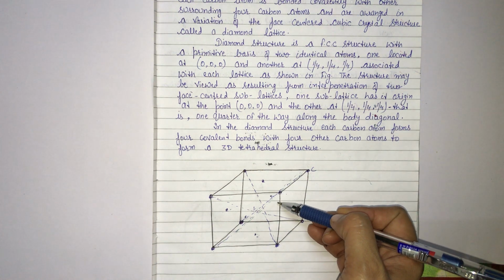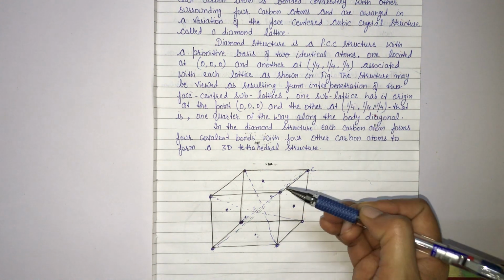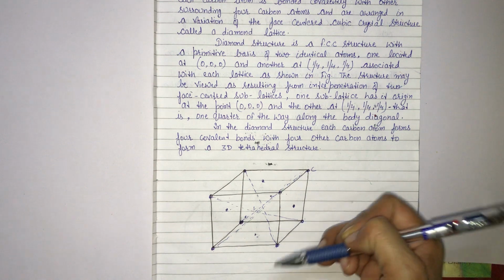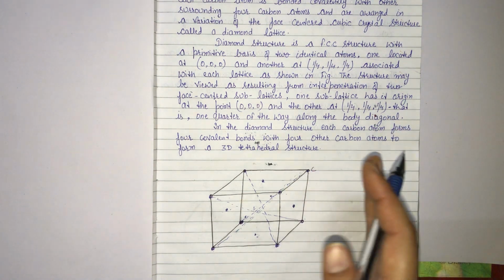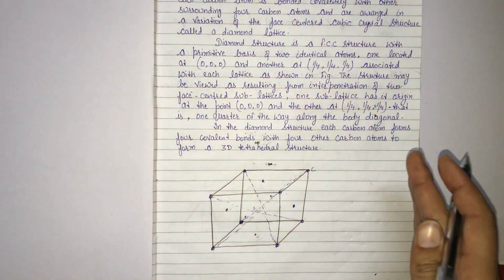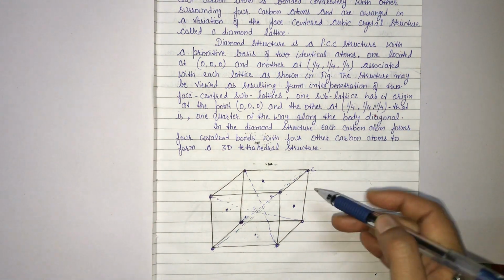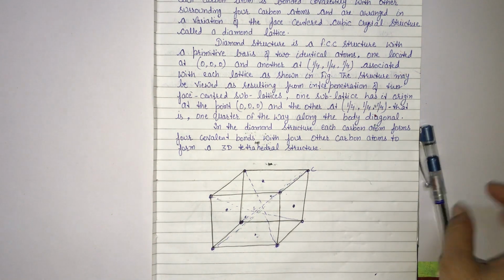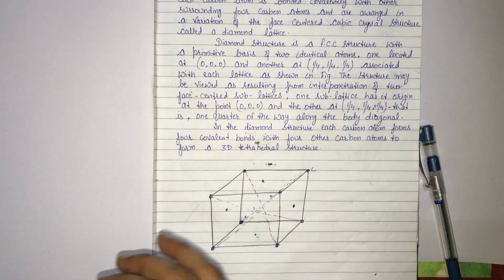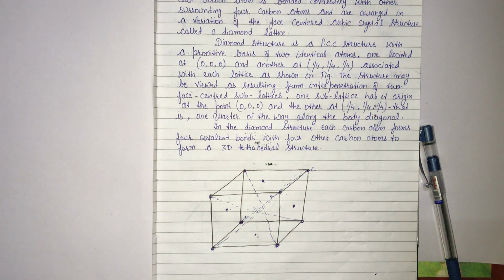And along with these positions, carbon atoms are placed along the 1/4 of body diagonal. To understand the 1/4 position along the diagonal, let's mark the 4 body diagonals of this cubic unit cell. To understand the body diagonal of a cubic unit cell, let's imagine this cubic unit cell in this model.